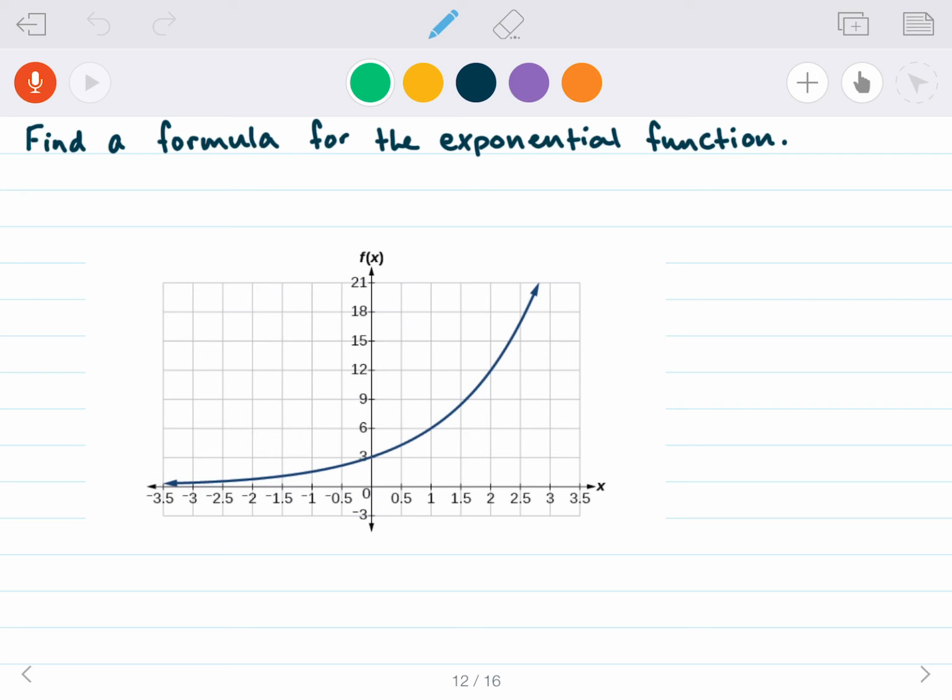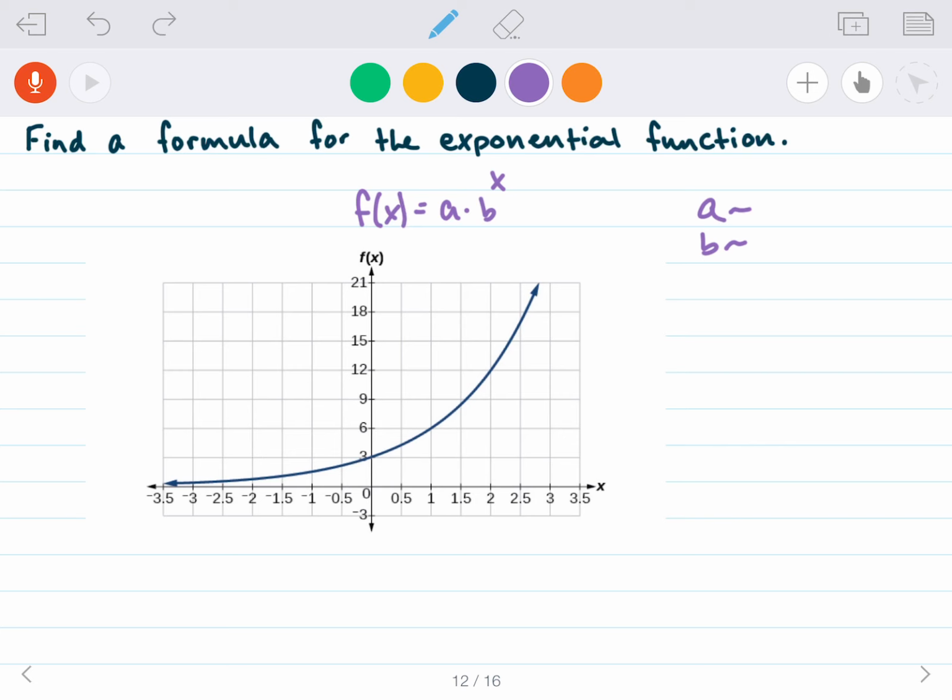Okay, so find a formula for the exponential functions. Again, we just need two things. We need a and we need b, and then we have an exponential function, because our exponential function can be written as y equals a times b to the x, or whatever your dependent and independent variables are in this case. Here, our dependent, acting like our y, is f of x, so let's sub that in with f of x. Our independent is x.